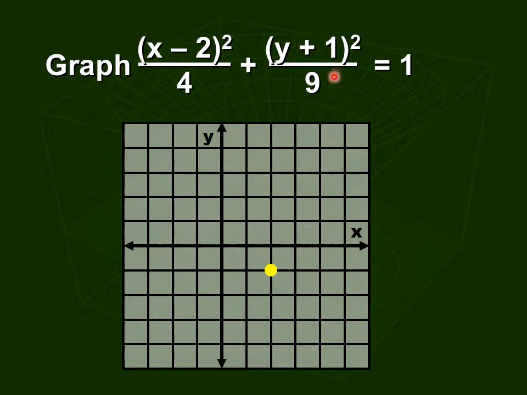The 9 represents the a squared. And so since a squared is equal to 9, that means that a is equal to 3. So vertically, I'm going to go up 3 from the center and down 3 from the center. So up 3, across 2. There's my ellipse.